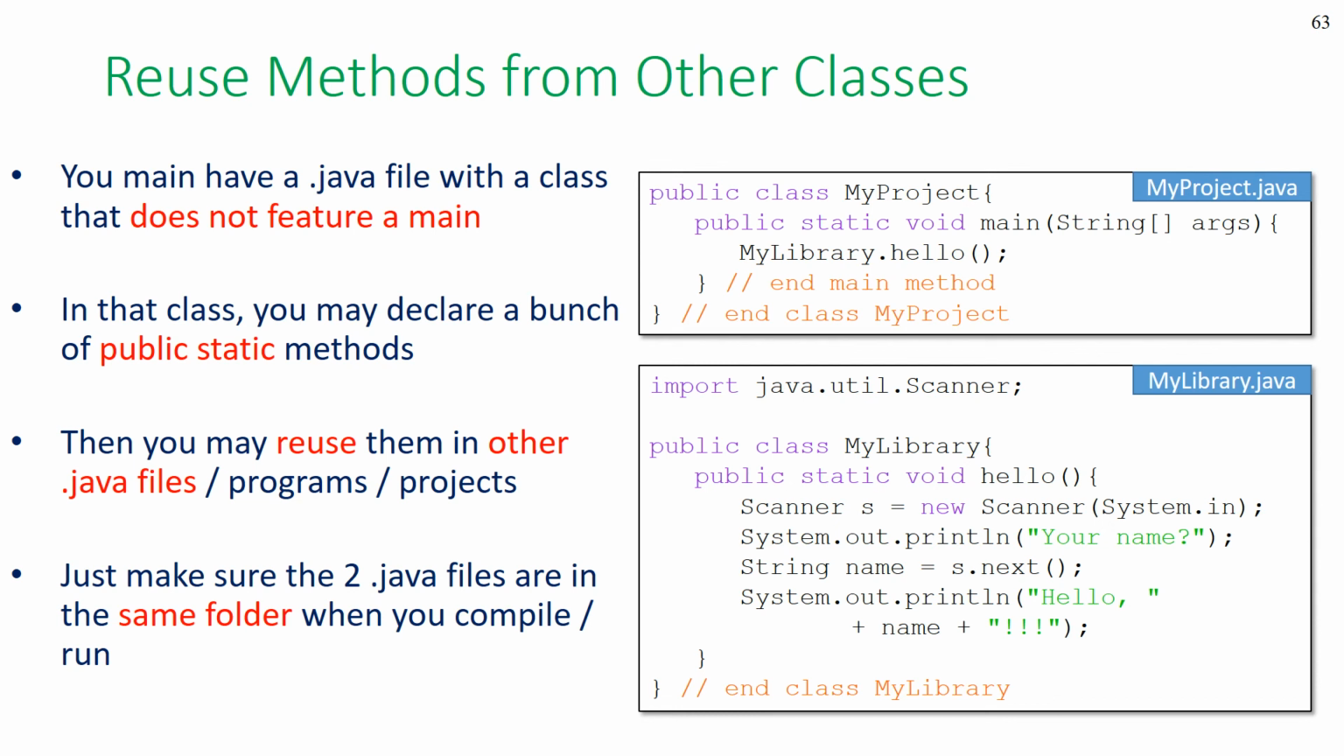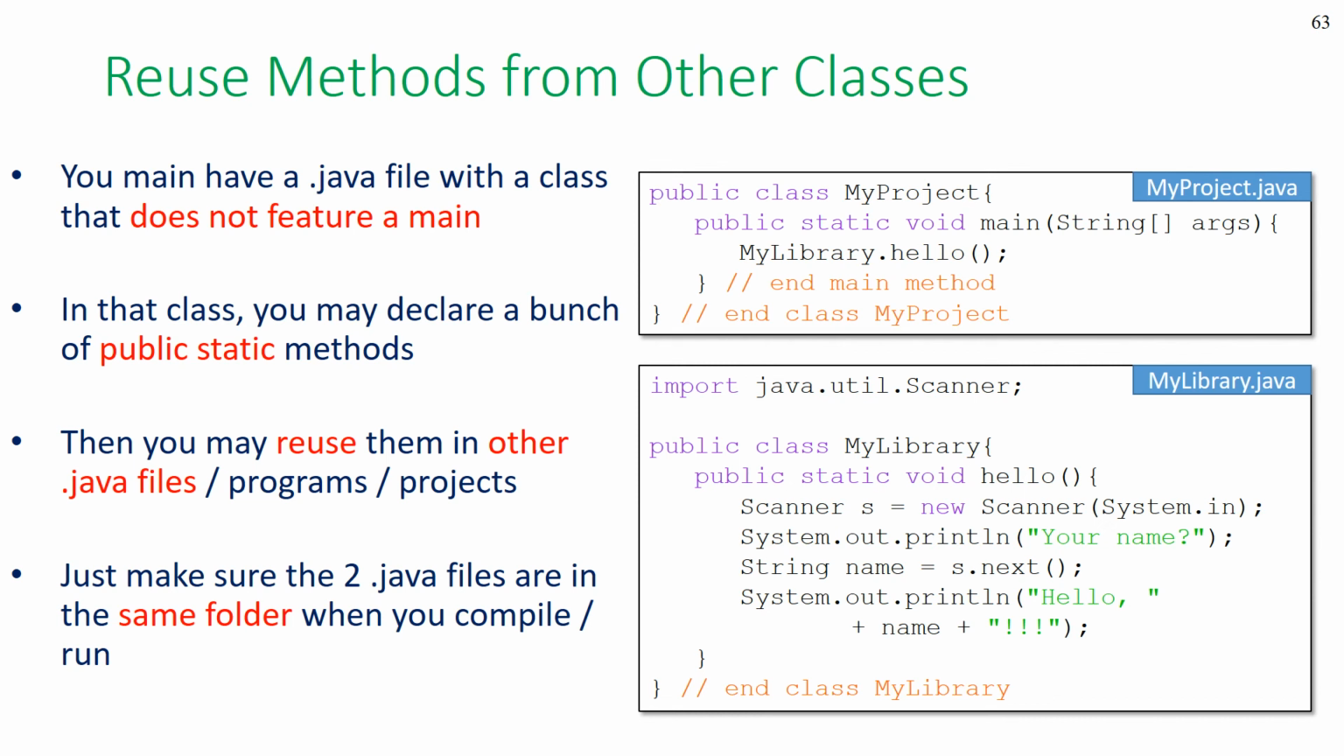So where am I going to define this method? Another file, MyLibrary.java. MyProject.java and MyLibrary.java are in the same folder. We just use a basic, flat package layout in Java. So I have a separate Java file. I say public class MyLibrary, public static void hello. Here's my hello method that just says, what's your name, and then says hello, your name.